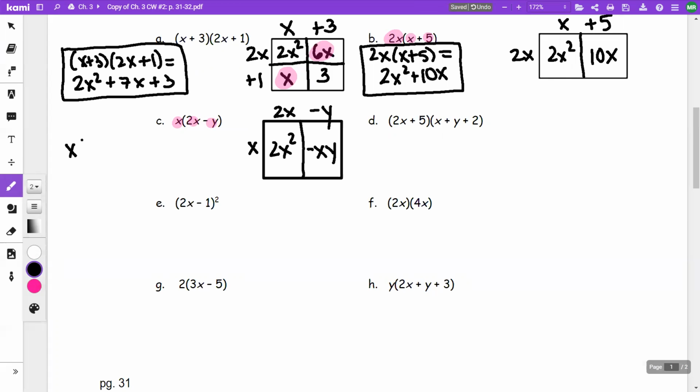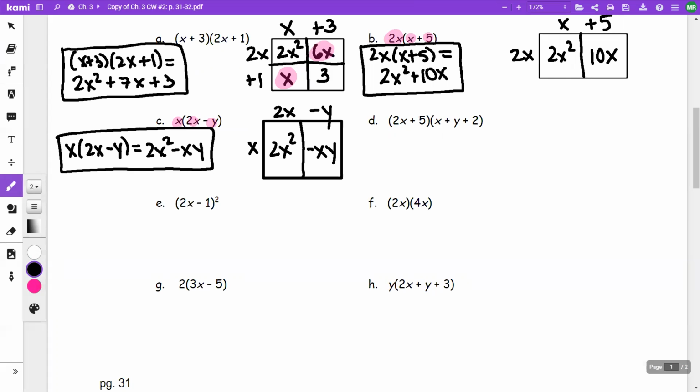And so I'm going to write x times 2x minus y, because that's the outside, is equal to the inside, which is 2x squared minus xy. That's your answer. Okay, we don't just leave it in the box. We write it out as an equation. Okay, now this next one, we have one term, two terms here.